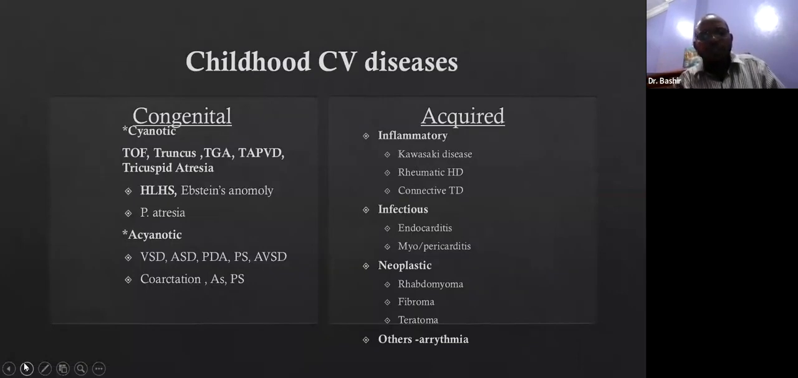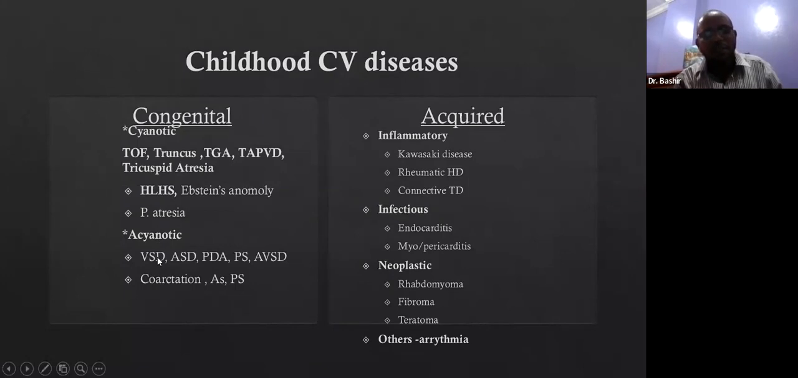Childhood cardiovascular disease is classified as congenital or acquired. Acquired will be our second lecture. The congenital is either cyanotic or acyanotic. Cyanotic, Dr. Hussein will talk about. But all of us know the 5 T's: TOF, truncus, TGA, TAPVD, tricuspid atresia, and also the hypoplastic left heart, Ebstein anomaly, and pulmonary atresia.